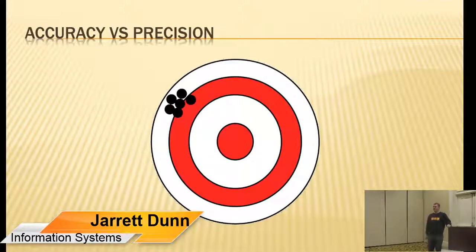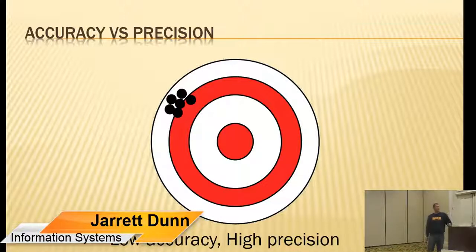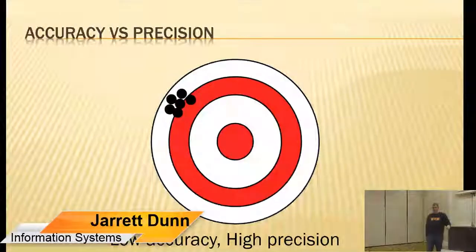How about this one? Yep, low accuracy, high precision. They're all about the same. In this situation, if you are high precision but low accuracy, you can adjust for this. If you know what your offsets are, you can change them. So this is actually not a bad situation to be in, so long as you know where you are. It's also why testing is important.